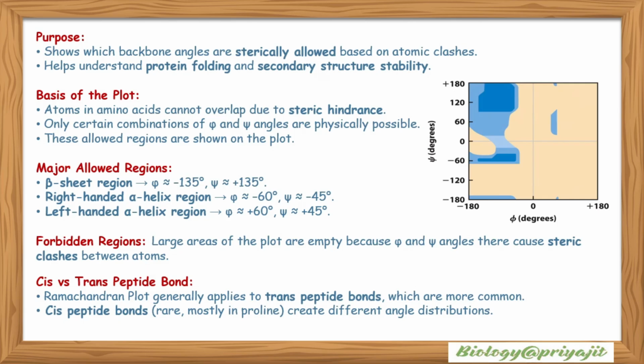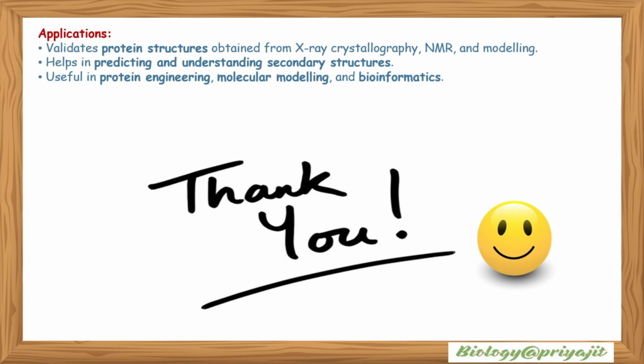Cis and trans peptide bond. Ramachandran plot generally applies only to trans peptide bonds, which are more common. Cis peptide bonds, which are rare and found mostly in proline-containing peptides, create different angle distributions. So what are the applications of the Ramachandran plot? It validates protein structure obtained from X-ray crystallography, nuclear magnetic resonance, and modeling. It helps in predicting and understanding secondary structures. This plot is useful in protein engineering, molecular modeling, and bioinformatics.